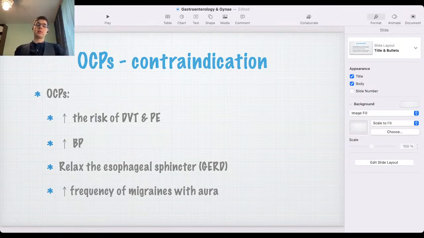Okay, was this question and clinical vignette clear? Do you have any questions?